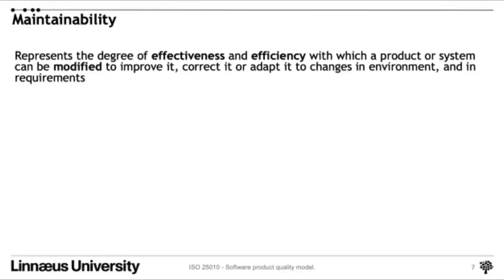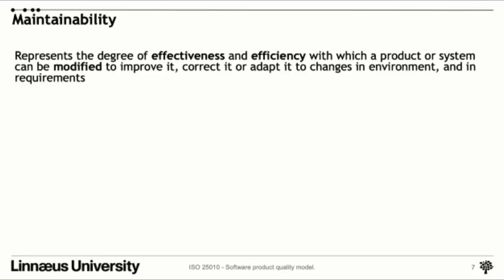And then we have maintainability, okay, which represents the degree of effectiveness and efficiency with which the product or the system that you are building can be modified in order to improve it, correct it, or adapt it to changes in the environment and in the requirements. Okay, we already introduced these problems. So the world is changing and it evolves. And the environment evolves, and also the users evolve. And then together with them, also the requirements for your application might evolve.